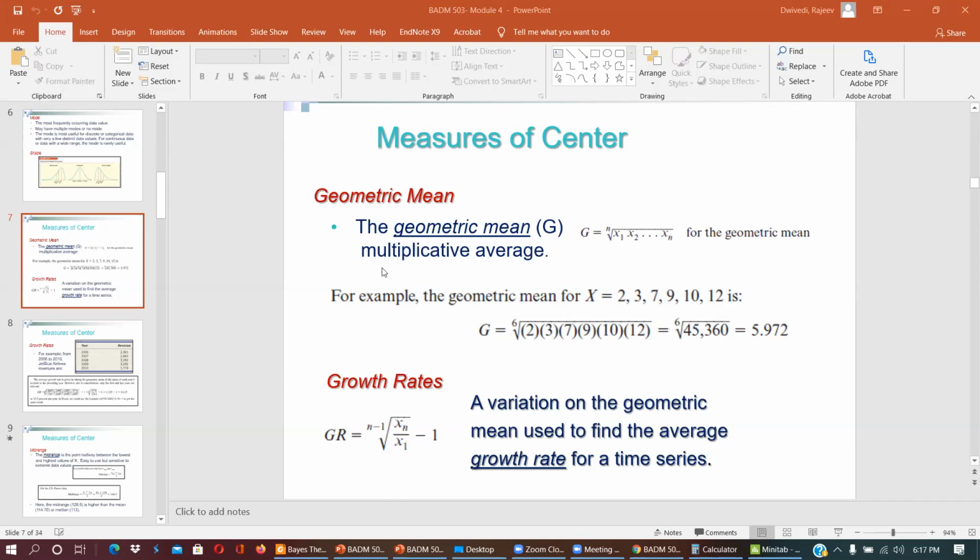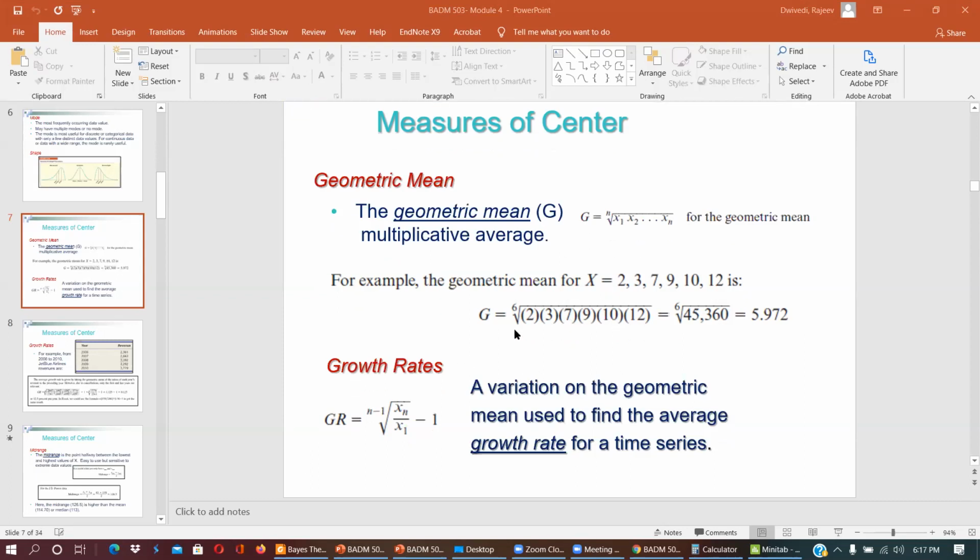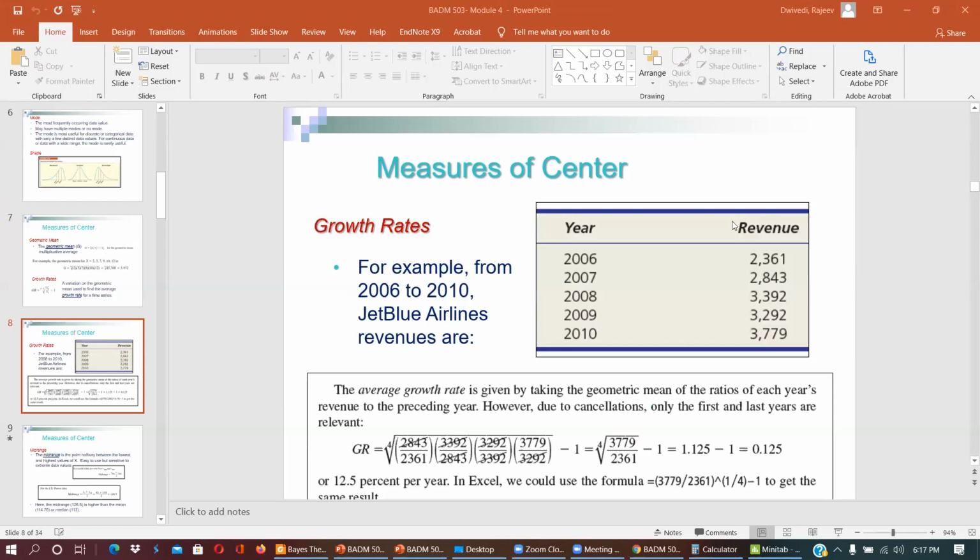What is the way to do this? This is the example. The geometric mean is the one which helps you understand the average growth rate over financial performance or economic performance. And the formula is like this. And we can simply understand through this.